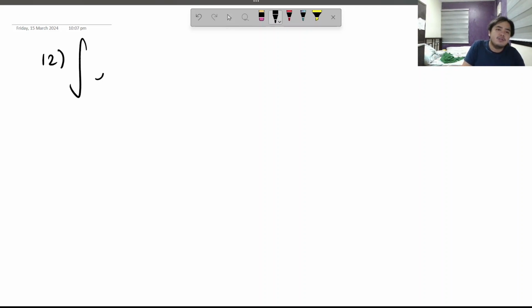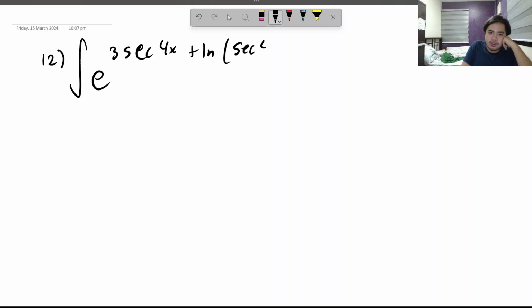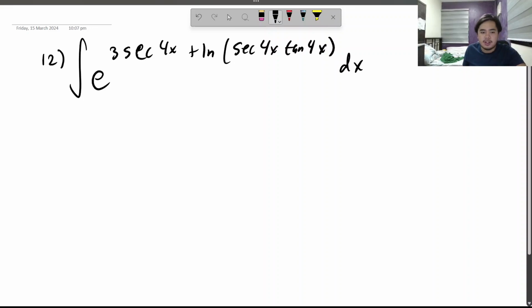The integral of e to the 3 secant 4x plus ln of secant 4x tangent of 4x. Now, this is a threatening integral if we don't know the rules. What are the rules that I am thinking of?